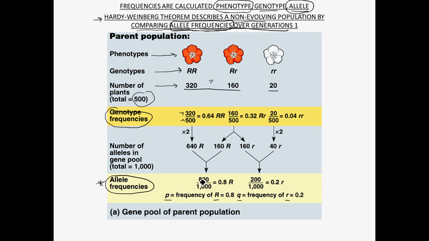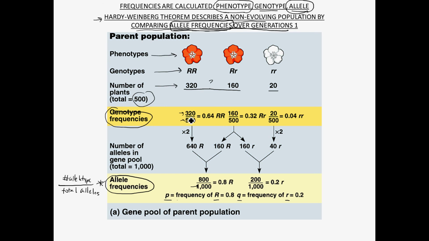Now, how do we calculate this? Well, to determine the frequency, it is the number of the allele type that we have, over the total number of alleles in the population. So here we see that there are 1,000 alleles. Well, how do we get that 1,000 alleles?